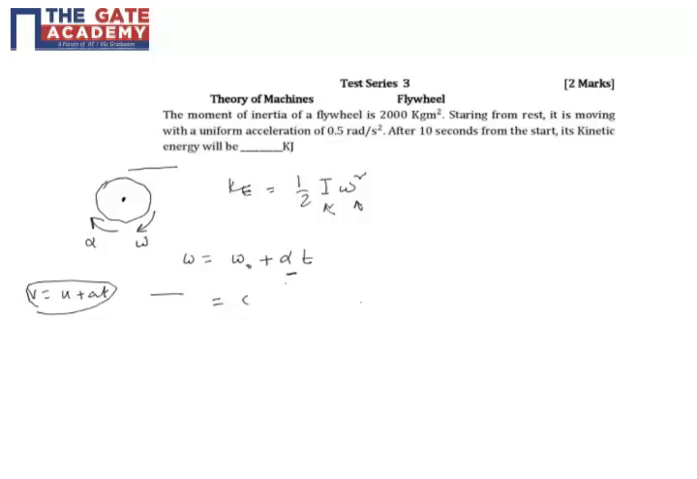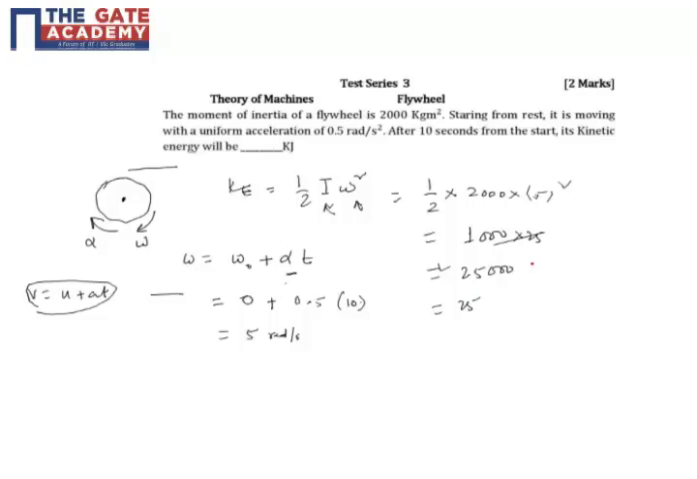So omega naught, starting from rest, is 0, plus alpha is 0.5 into time is 10, so it is 5 radians per second. So now we got omega. Now we can use this equation. So half into I, which is 2000, into 5 whole square. So that is nothing but 25. It's 1000 into 25, so 25,000, and that is nothing but 25,000 joules, and so 25 kilojoules.